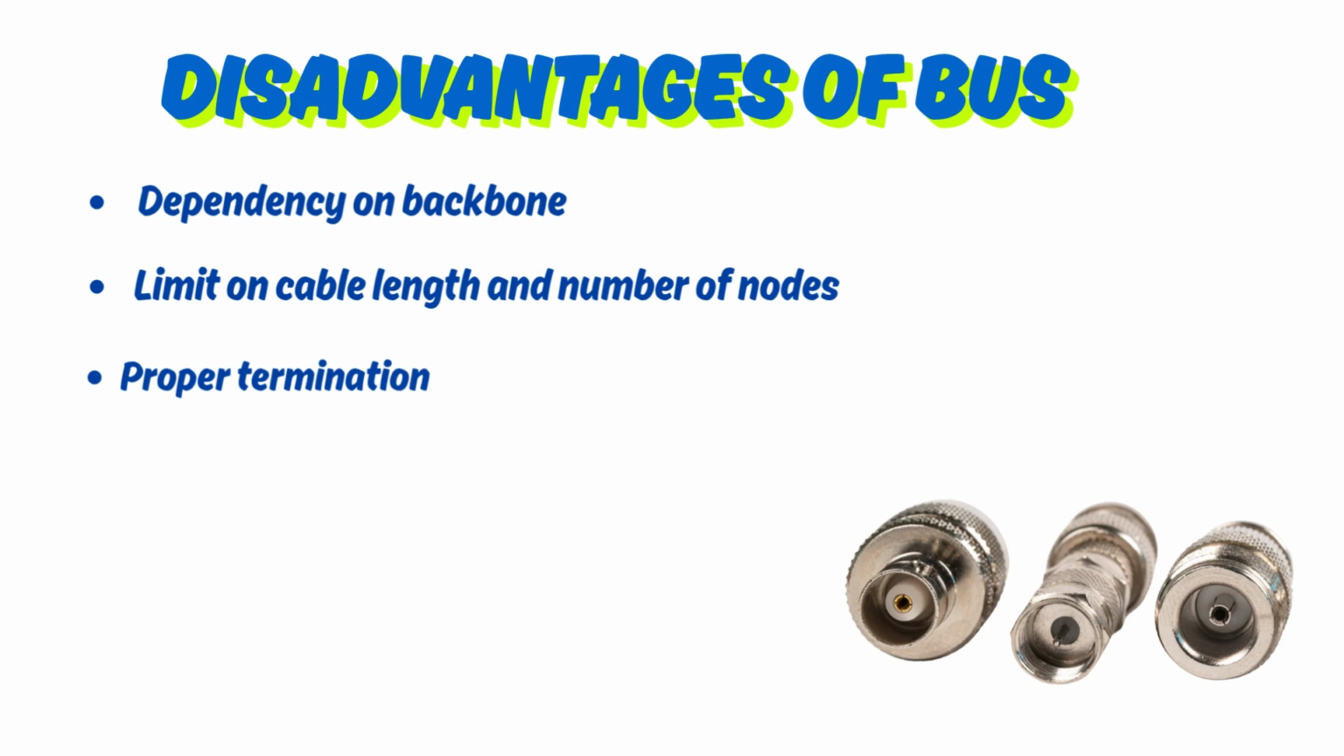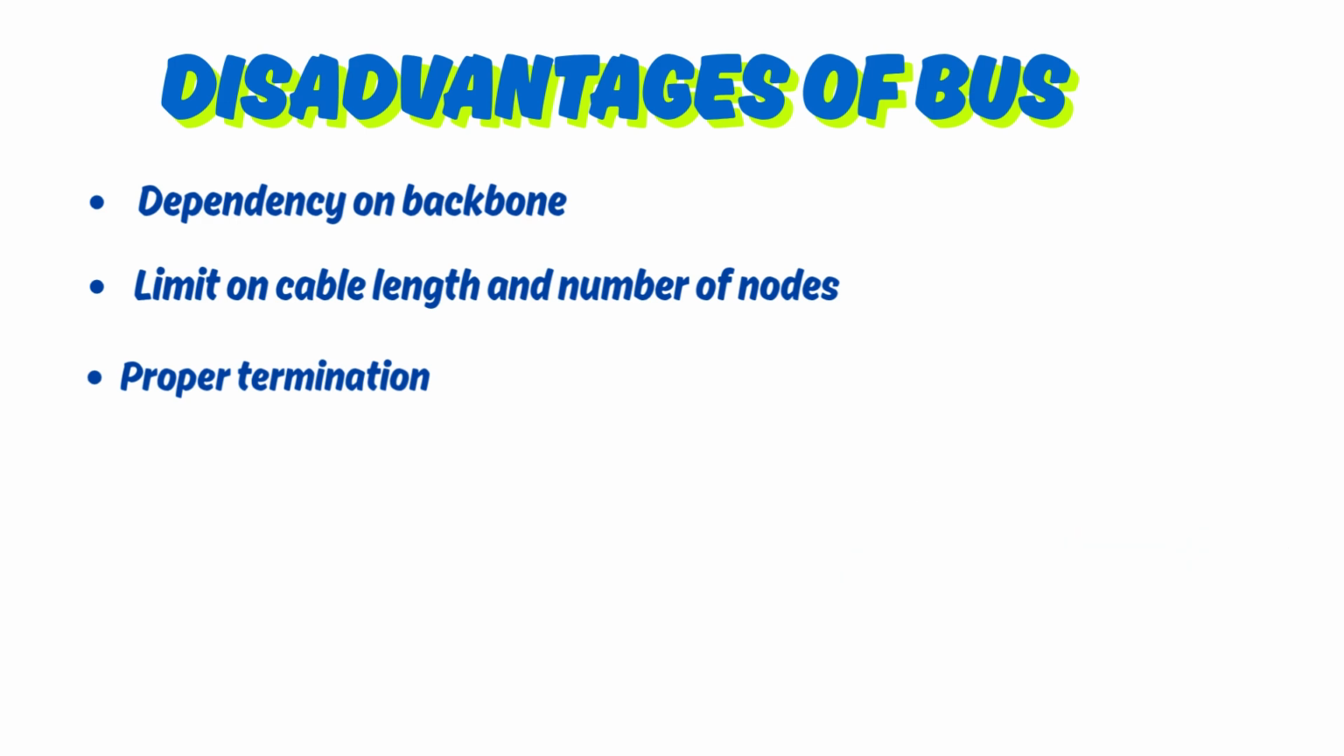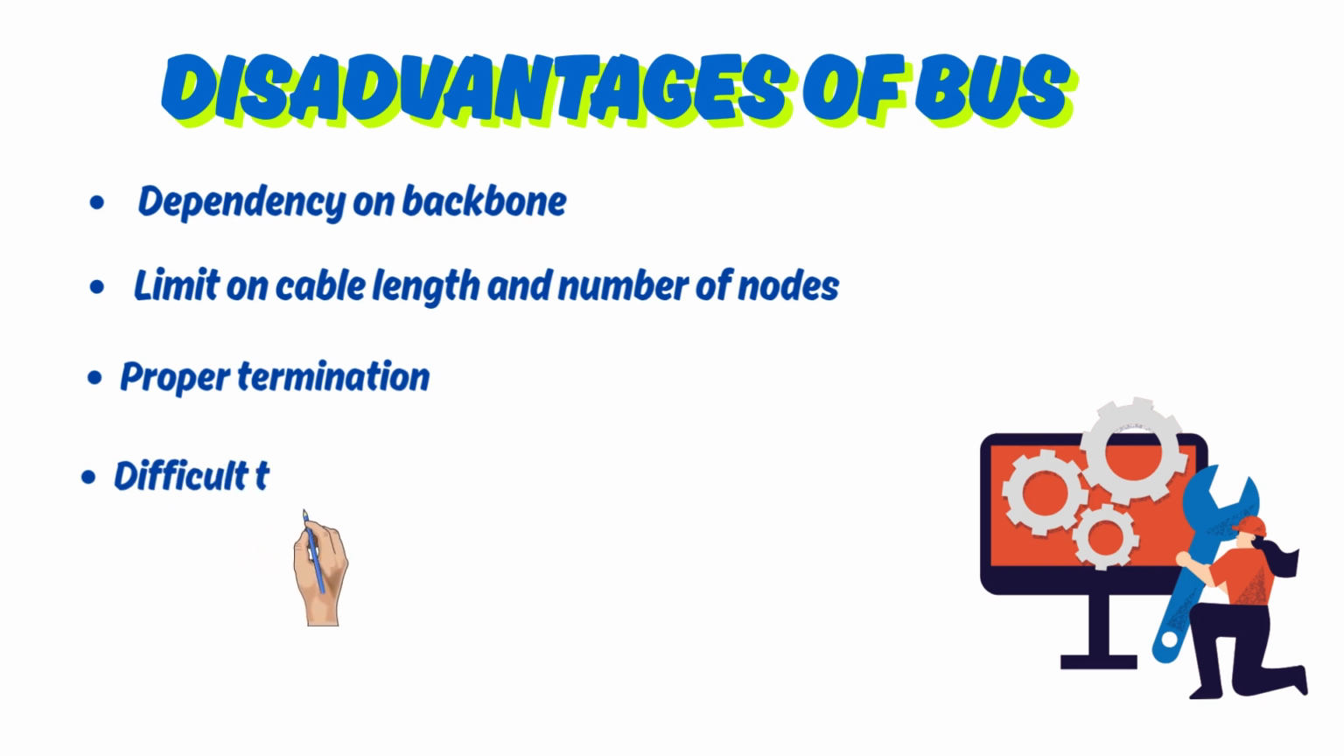The third disadvantage is proper termination. Both ends of the bus cable must be linked to terminators, which are commonly 50 ohm resistors. These terminators are critical because they absorb the signal at the end of the wire and prevent signal reflection. If even one terminator is absent or loose, the network might become unstable with data collisions and signal loss.